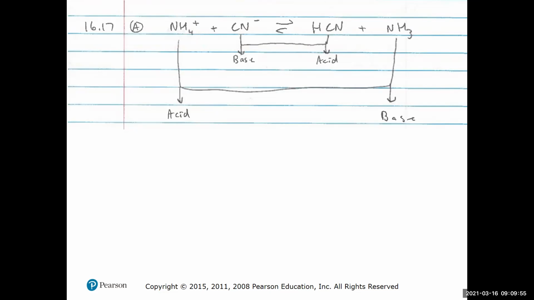So that's one pair. Then if that NH4+ was an acid, CN- doesn't have a proton to donate. So I know that can't be the acid, but HCN does. So that HCN would be the acid to go with its conjugate base, which is CN-.